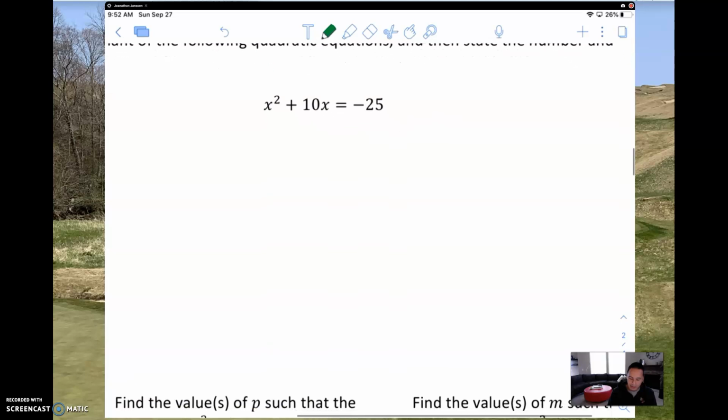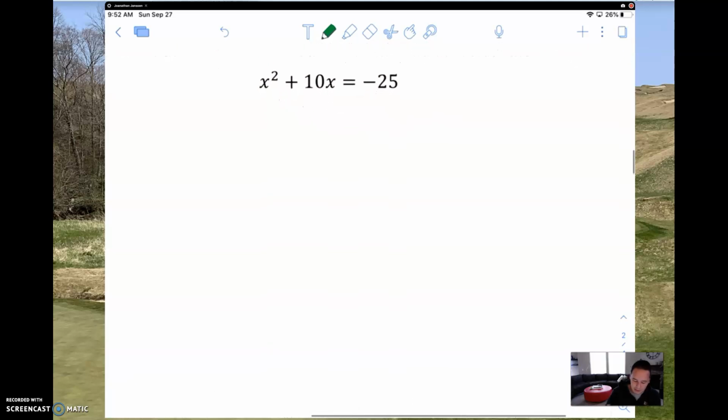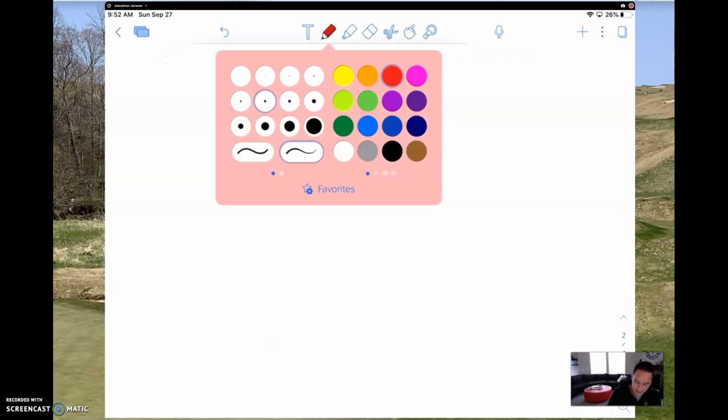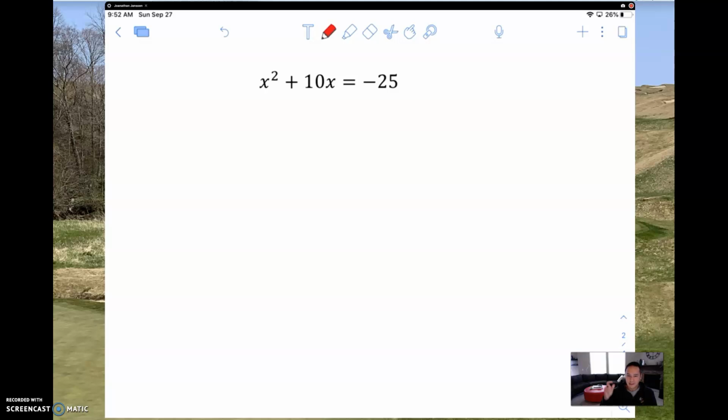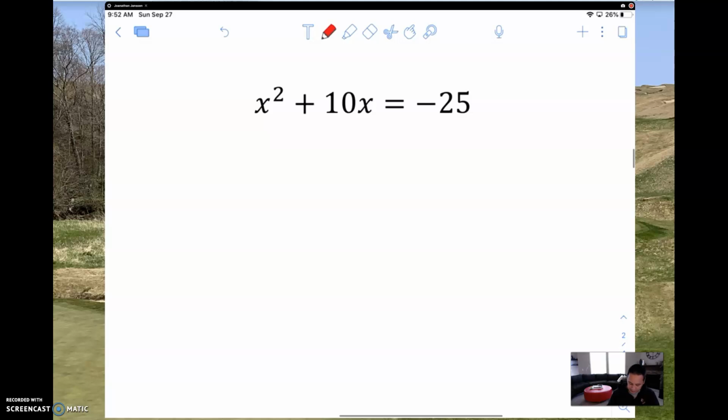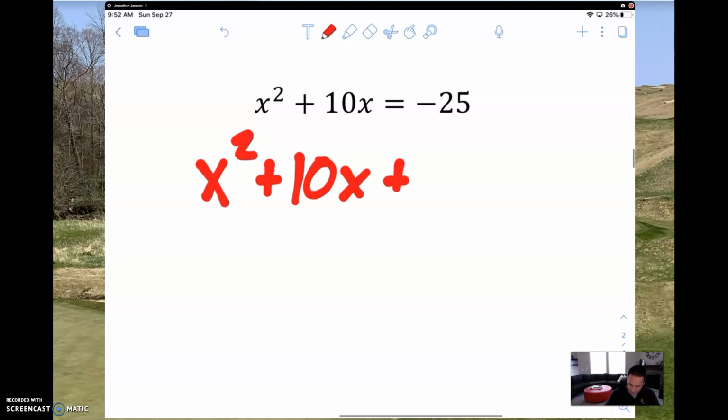We'll do one other example. x squared plus 10x equals negative 25. First things first, we have to have it equal to 0, so we're going to add 25 to both sides. We get x squared plus 10x plus 25 equals 0.